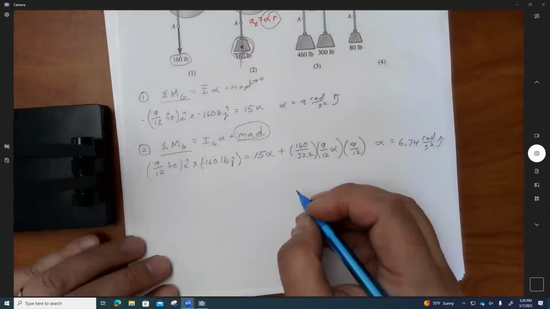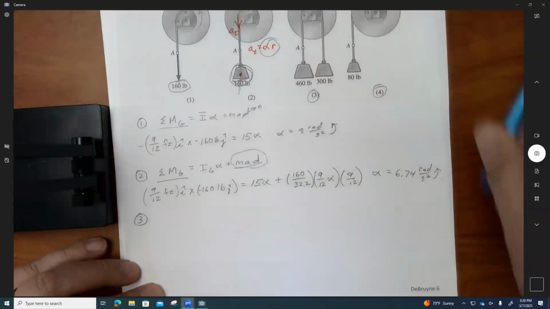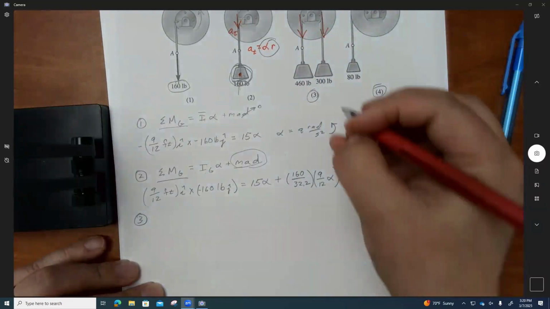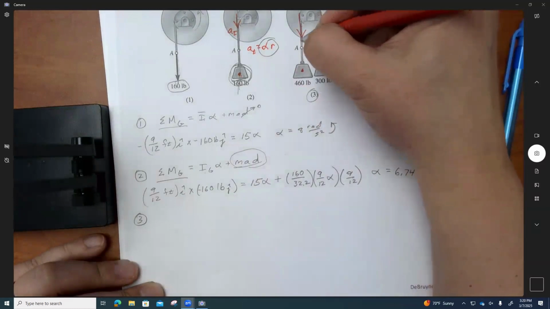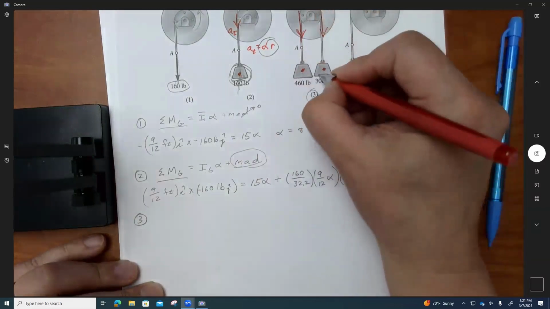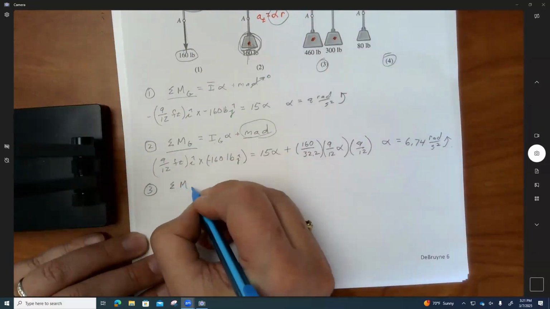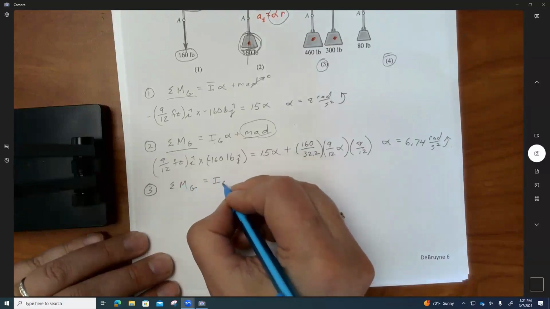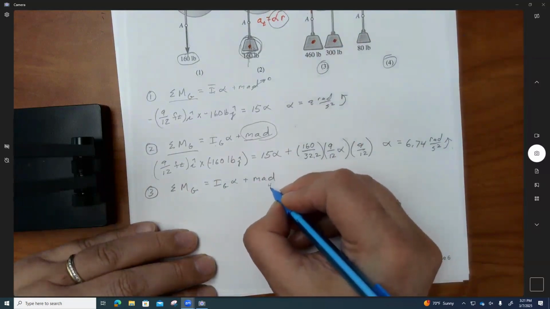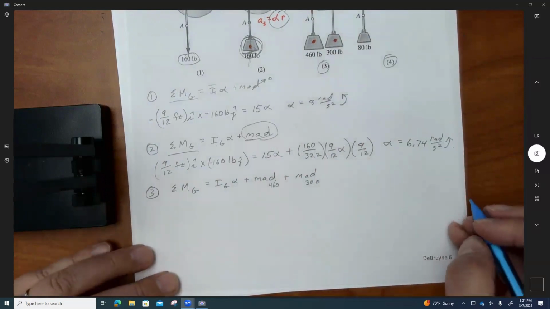Okay, let's look at just finishing up 3 and 4. For 3, if we have a 460 pound weight on that side, and we have a 300 pound weight on that side, this is where the force is acting in terms of our acceleration. Remember, force is equal to mass times acceleration, so we have mass down here, and it's accelerating because these are not balanced. So summing moments around the center of mass is going to be equal to I bar alpha plus MAD for the 460 pound weight and plus MAD for the 300 pound weight.